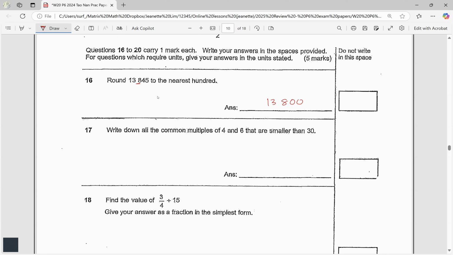So all the common multiples of 4 and 6 that are smaller than 30. Okay, common multiples of 4 and 6, just find the first one. So 4, 8, 12, 16, and so on, right? What's the first common multiple? It will be 12. Okay, you can just stop here. You don't have to list down all the way because all your common multiples of 4 and 6 will actually be multiples of 12. Okay, so you just list down multiples of 12. Then you do not go to 36 because that is not smaller than 30.